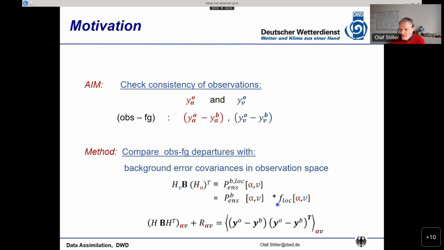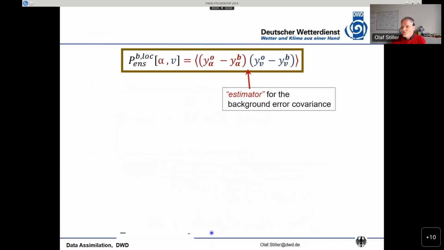So how do we relate these ensemble covariances to observations? It's a very well-known relation. The covariance of the obs minus first guess departures can be written just as a sum of background error plus observation error. And if you have two observations, a non-diagonal element of two observations where the observation error is uncorrelated, you end up with an estimator for the background error covariance from the observations, which we can compare with what we get from our ensemble. And there's a straightforward test for this relation.